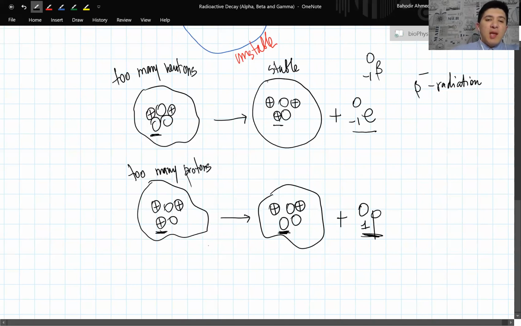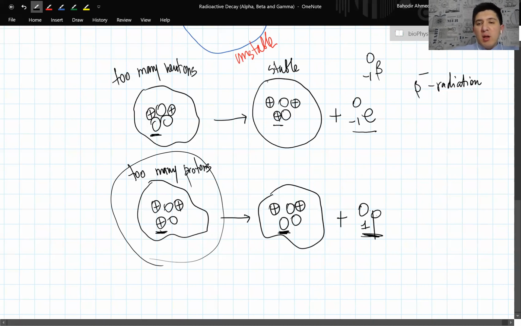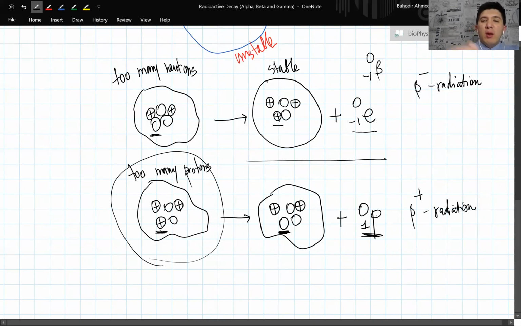So the unstable nuclei is going to become stable when the proton spontaneously becomes a neutron and it emits the positron. This is called, again, the beta radiation, or beta negative or positive radiation, because in this process we're going to emit the positive beta particle. In the other case, we're going to emit the negative beta particle.